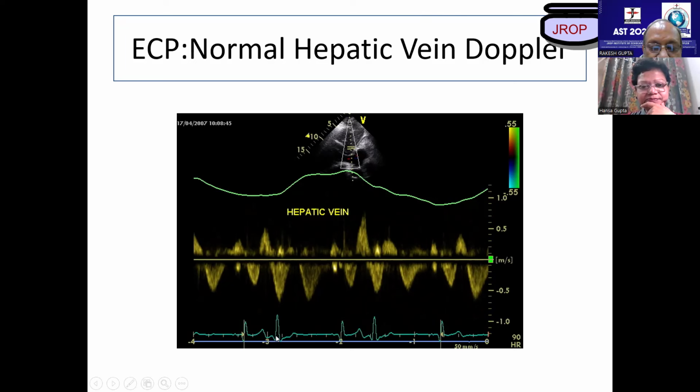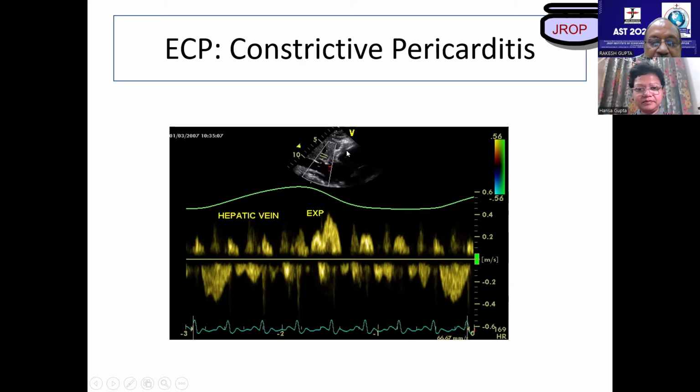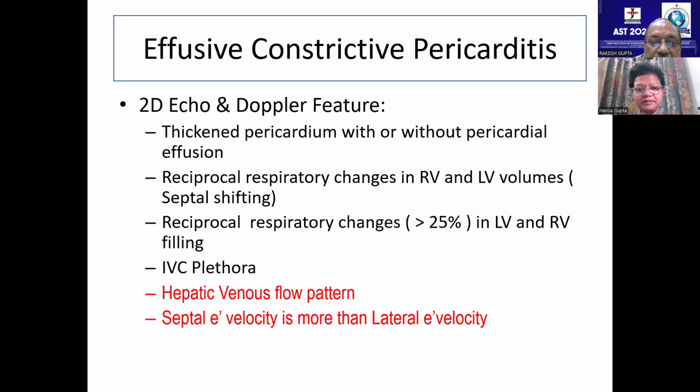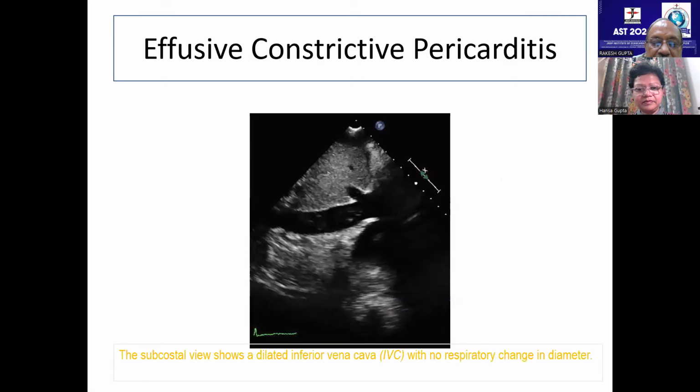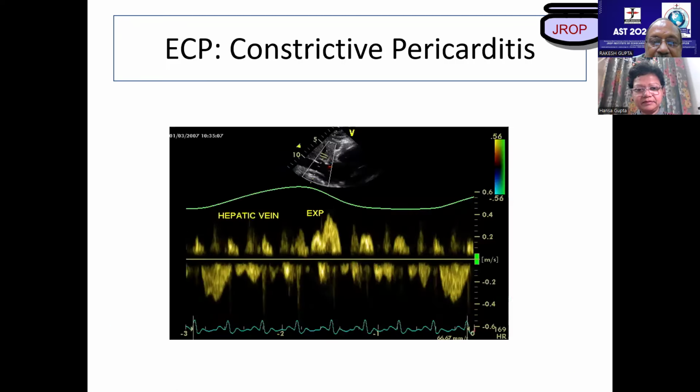So, look, at the beginning of this QRS complex, this is the systolic component, this is the diastolic component. This is a respirophasic tracing. This is the expiratory phase, and this is the inspiratory phase. Whatever the inspiratory and expiratory phase is, the blood will always flow from the hepatic veins to the IVC.